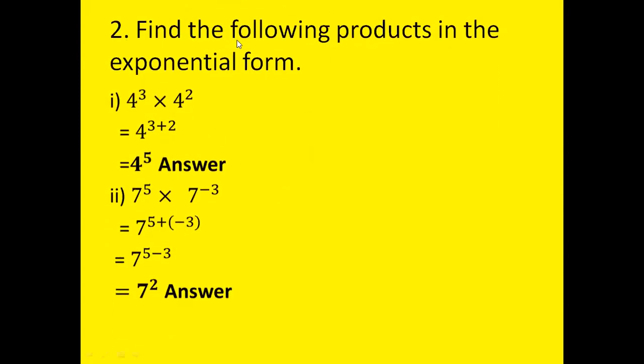Now here, find the following products in the exponential form, meaning we have to write in power form. 4 to the power 3 and 4 to the power 2 both have the same base, right? 4 is the only base and the powers are added: 3 plus 2, so 4 to the power 5. Similarly here, 7 to the power 5 into 7 to the power minus 3. The bases are the same. If you multiply, the powers will be added: 5 plus minus 3. When you remove the bracket, plus into minus gives minus, so 5 minus 3 is 2. 7 square will be the answer.